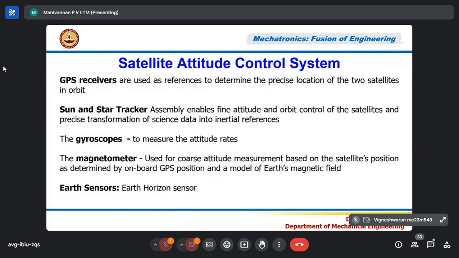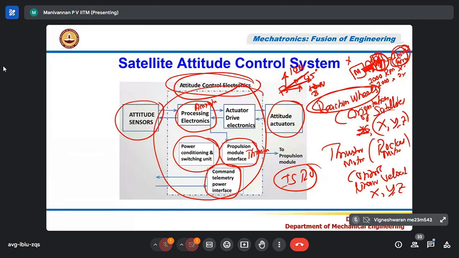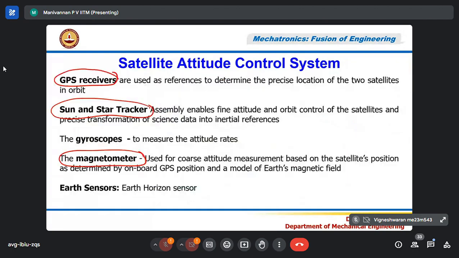Okay. So in a modern one, they use additional receivers like GPS receivers. Sun or stars will be tracked, and they use a magnetometer also to measure the height. Correct. So as I told you, this is my Earth. This is my satellite. The height has to be maintained, say 400 kilometers. So the height will be measured using any of these mechanisms: GPS receiver or a sun or star tracker.